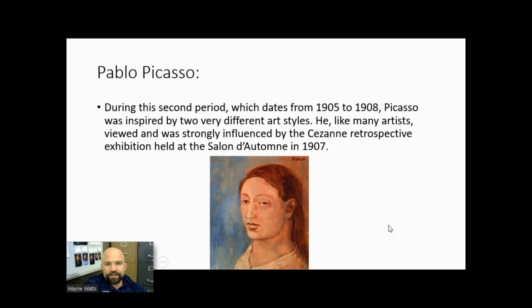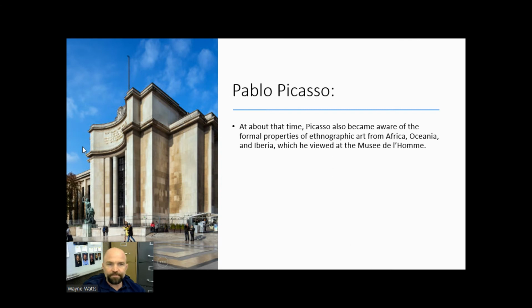He, like many artists, viewed and was strongly influenced by the Cézanne retrospective exhibition held at the Salon d'Automne in 1907. At about that time, Picasso also became aware of the formal properties of ethnographic art from Africa, Oceania, and Iberia, which he viewed at the Musée de l'Homme.